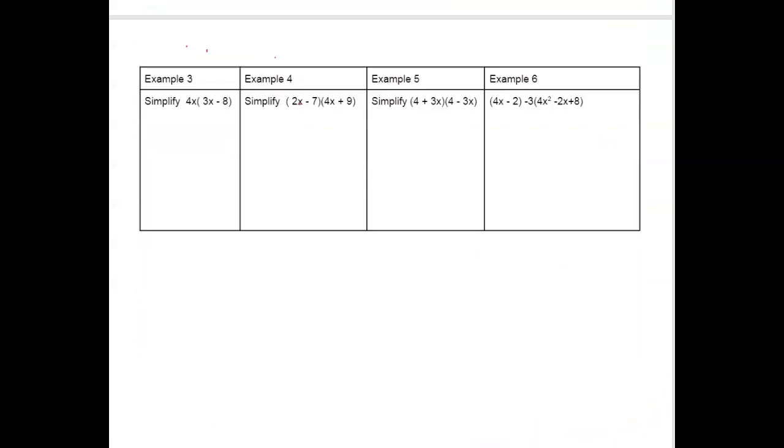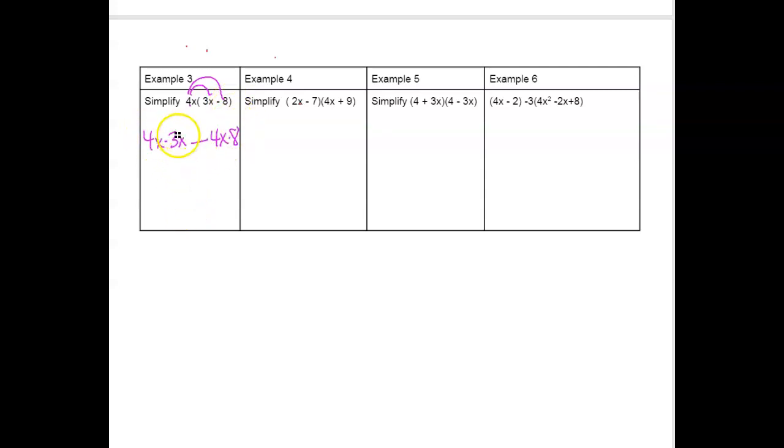All right, so let's look at example 3. If I write this out, what we're going to end up with is 4x times the quantity 3x minus 8. So I'm going to multiply those two. So I've got 4x times 3x, and some of you can just go ahead and multiply that. And then I've got minus 4x times 8.